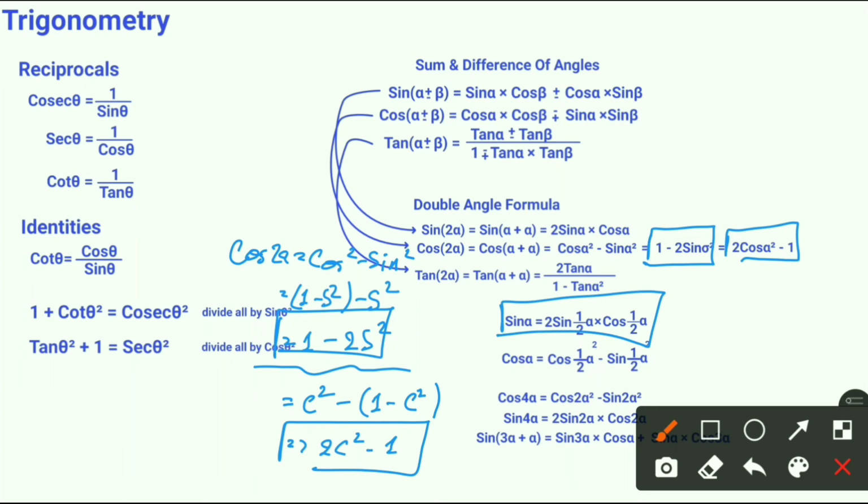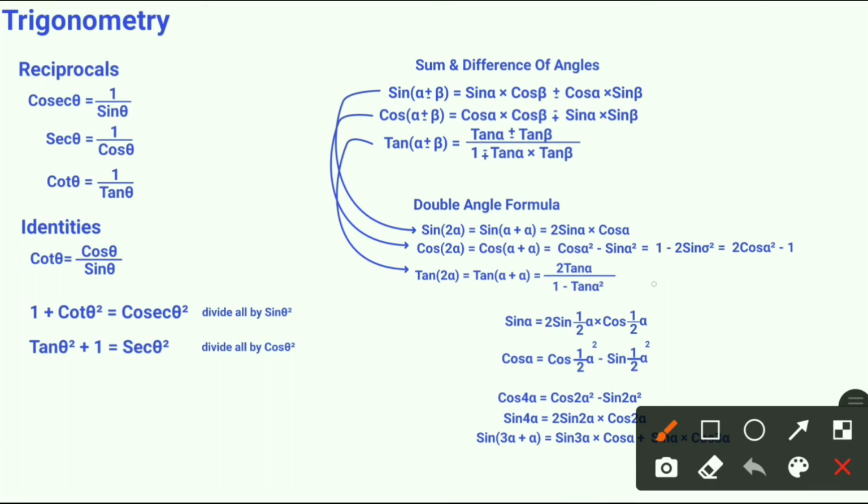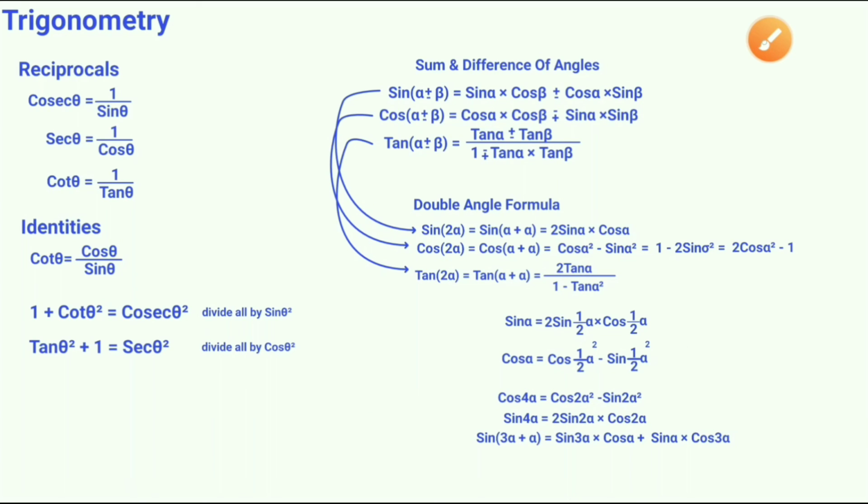As for this one, sine a, you can write it down as sine of (1 upon 2a plus 1 upon 2a), and then you can just use this formula: 2 sine (1 upon 2a) multiplied by cos (1 upon 2a).